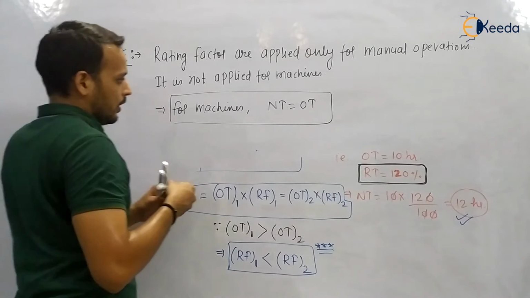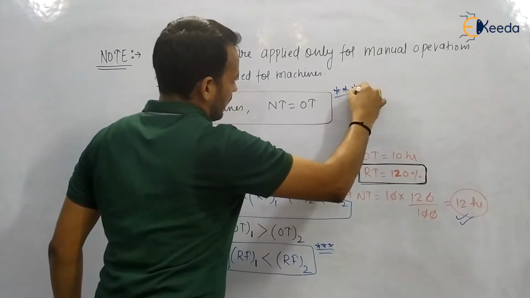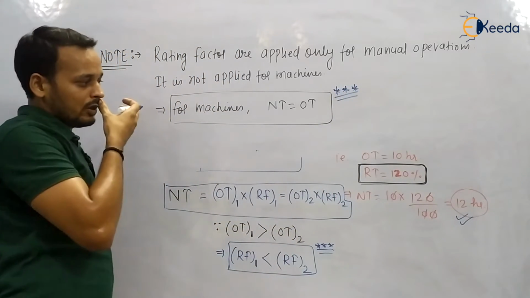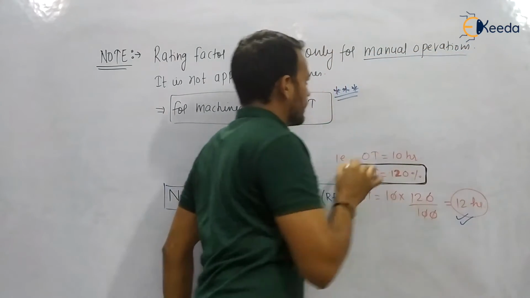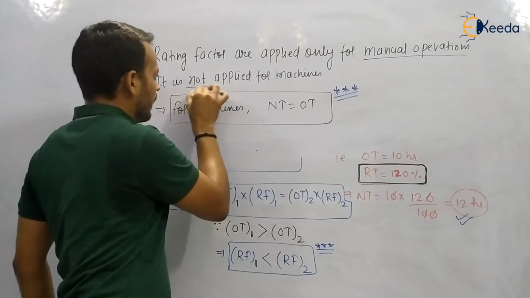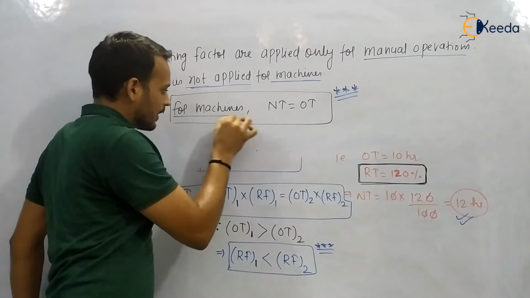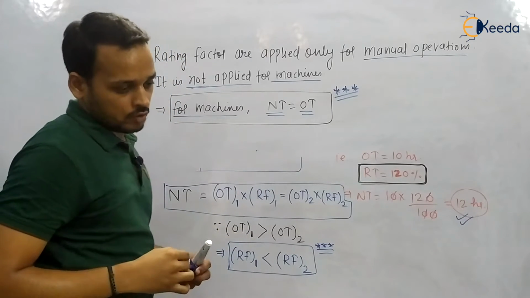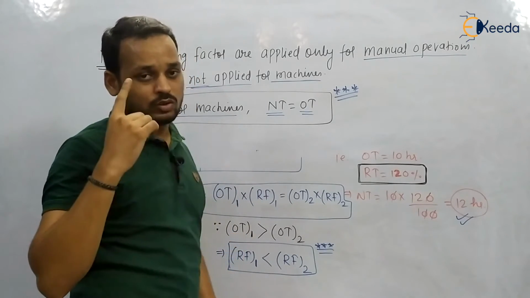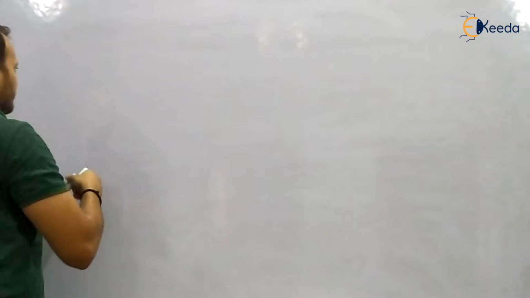It is very important. In the numericals, you are going to need it. The rating factor or performance rating is only applicable for human beings, or for manual operations. It is not applied to machines. It means for machines we can say that our normal time is equal to the observed time. So the last time is our standard time.